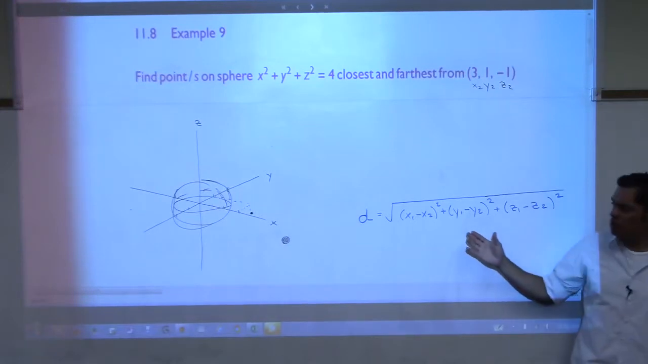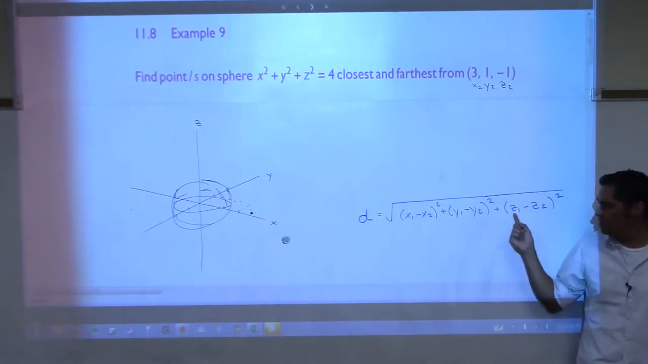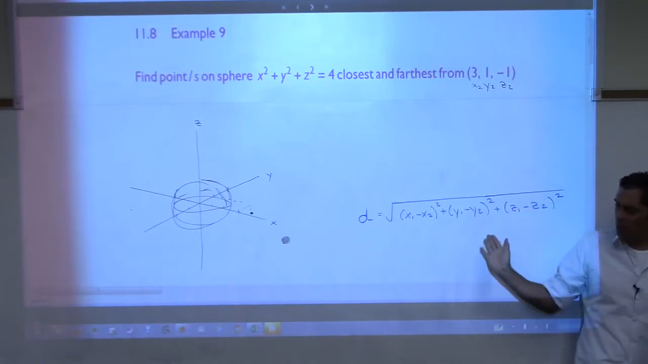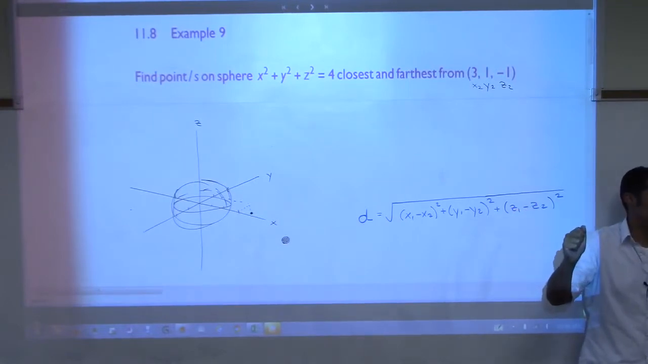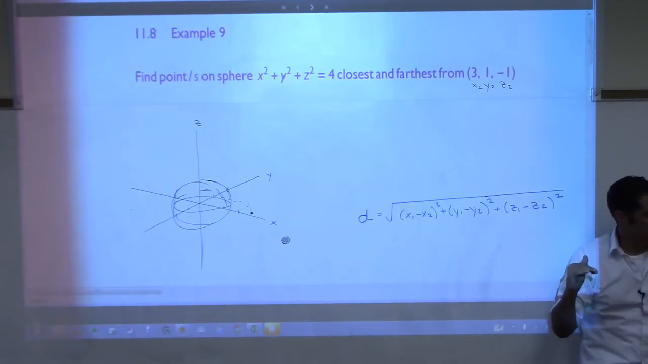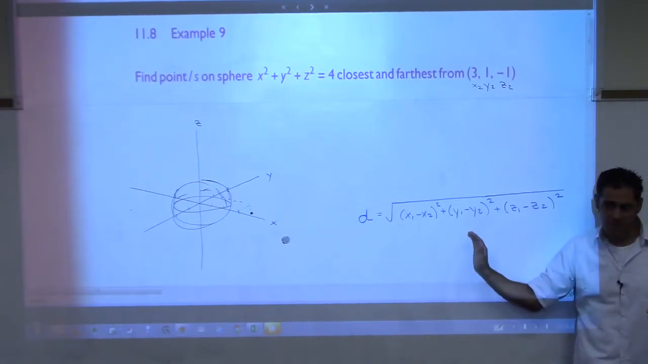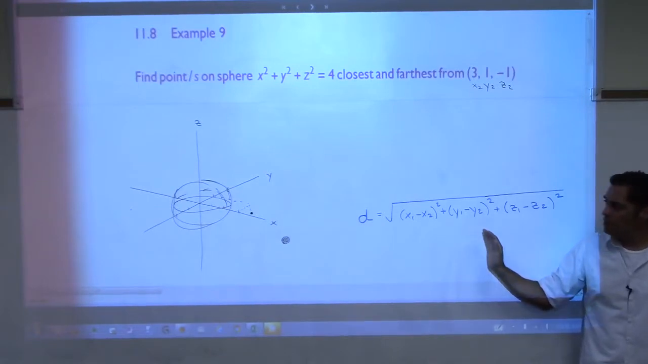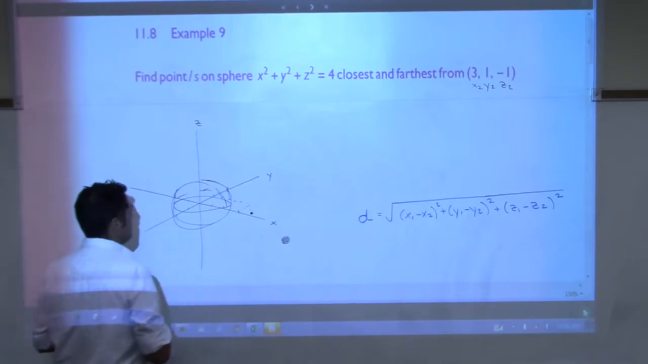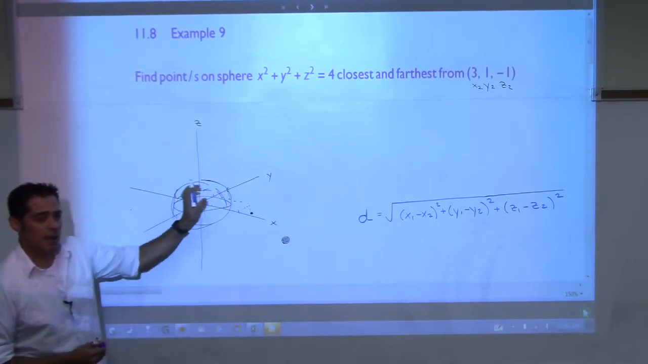Do y'all understand? We're just trying to figure out what x1, y1, z1 is, what x2, y2, z2 is. If I have 2 points, then this formula will give me the distance between those two. That formula, we want to find the max and min of, right? The max and min of this function. So I've been told, look, the other point or points are going to have to live on this sphere, right?